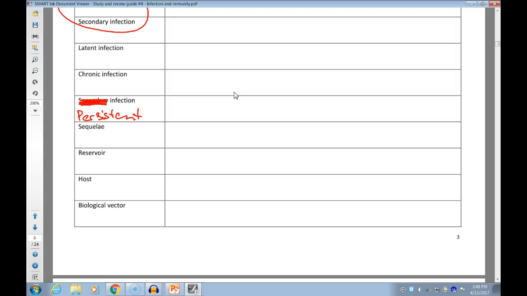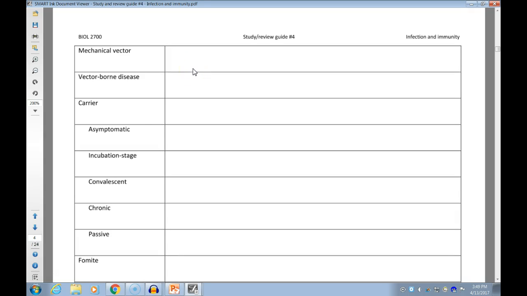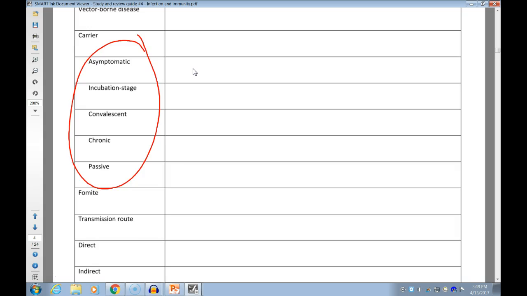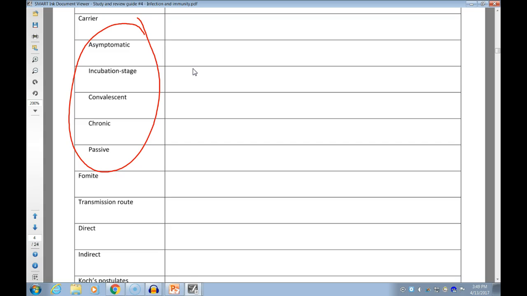Biological versus mechanical vector. Biological requires replication. Remember, a vector is an animal. A carrier is a live source of infection. We usually use carrier in reference to humans. And there are different types of carriers, of course, they overlap. Understand the idea of vehicle. It's in the next part, but fomite and vehicle.